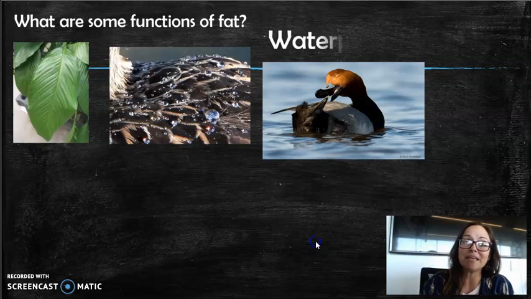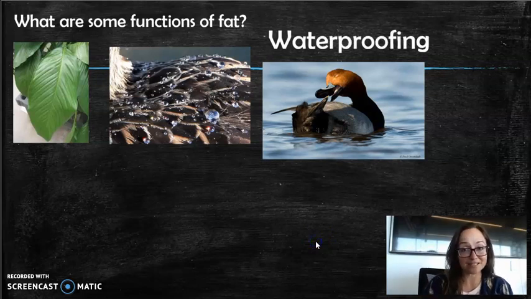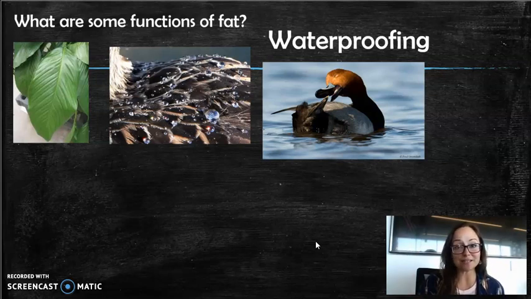Now, one of them is the waterproofing aspect. That green shiny part on leaves is actually a waxy cuticle that plants use to prevent water from evaporating too quickly from the plant.